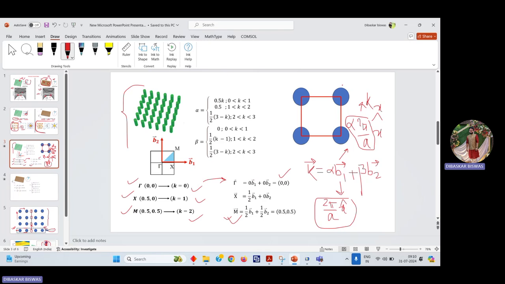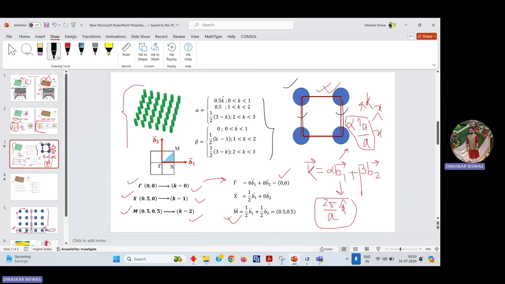Now how to design this unit cell? First we shall draw a square like this. The side length of the square is given by the lattice constant a. Then we shall draw four circles whose centers are at the corners of the square, and then remove the part which is outside this box. So this will be our unit cell. We shall then apply the periodic condition, and then use the conditions for alpha and beta.